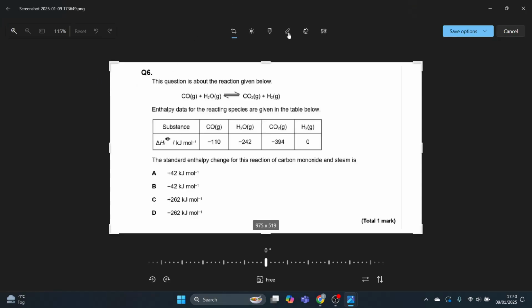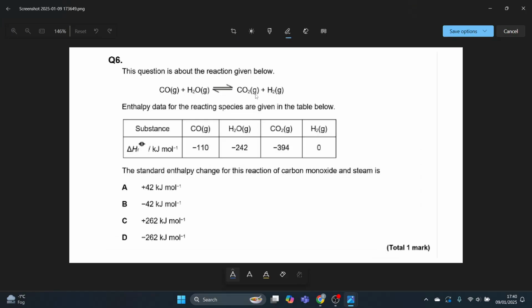Question 6. Questions about the reaction given below. Enthalpy data for reaction species are given in the table below. It is formation data because I can clearly see that's a little f there. And just knowing that, I know the formula: enthalpy of products minus reactants. I know CO is -110. So we're trying to find delta H: enthalpy of products -394, minus enthalpy of reactants -110 plus -242. All have 1 mole of each, so we don't need to worry about multiplying by anything. Just put it in the calculator: -110 plus -242, giving -42. Therefore, the answer is B.